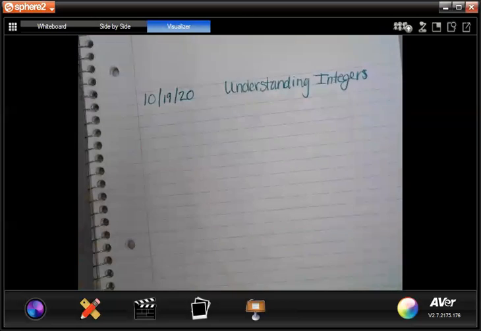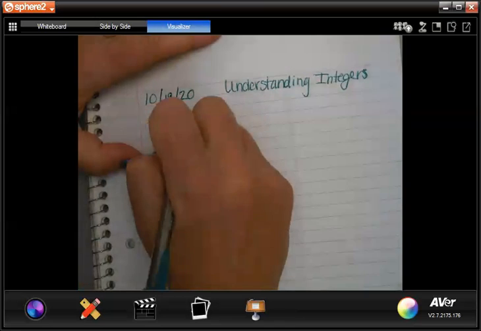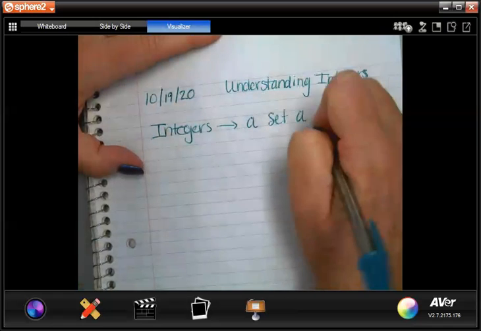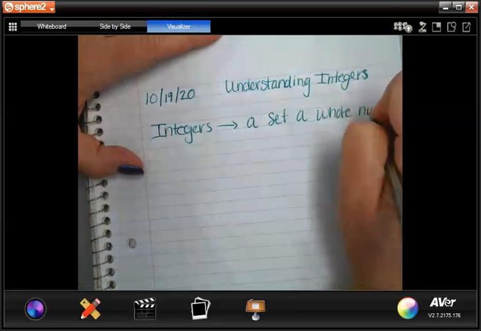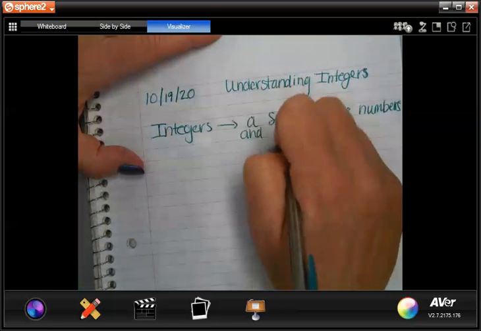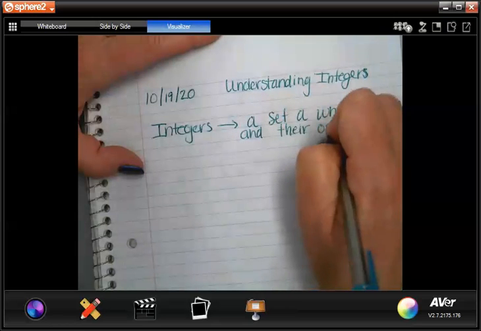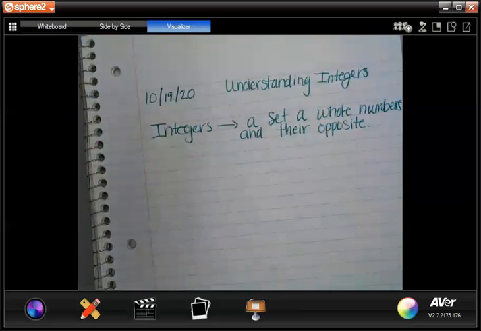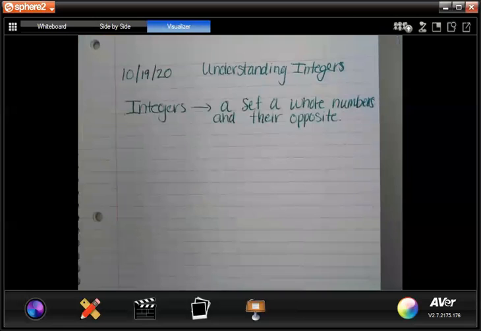All right, so here's what we learned about integers. An integer is a set of whole numbers, that's an R, and their opposites. So what an integer is, is a set of whole numbers and their opposites. That is what an integer is. Okay? It's a set of whole numbers and their opposites.